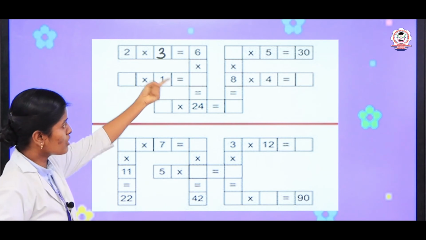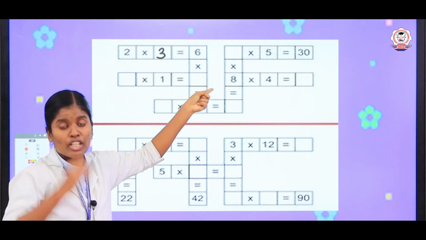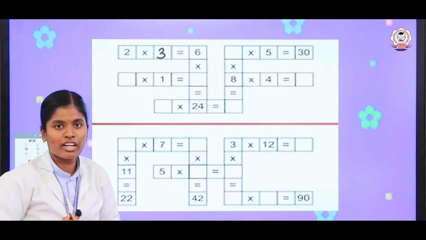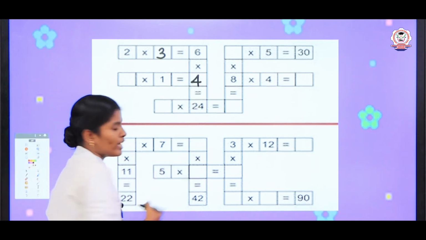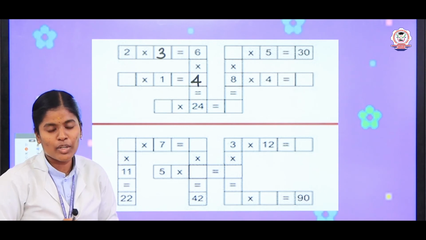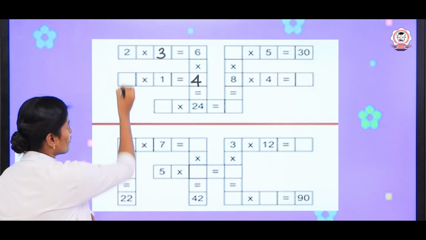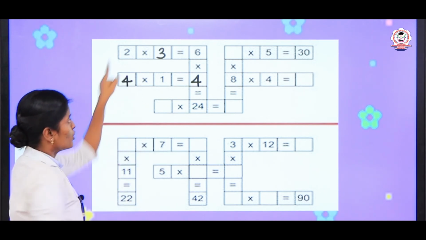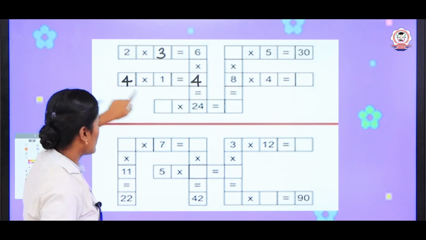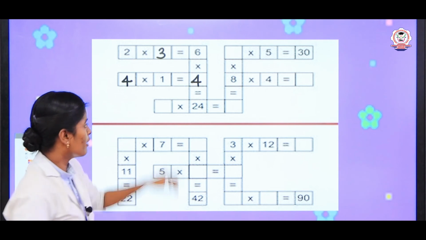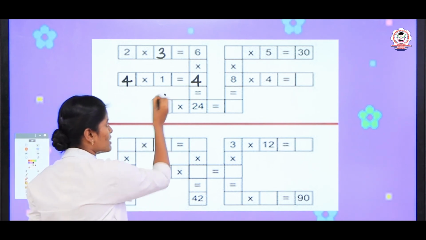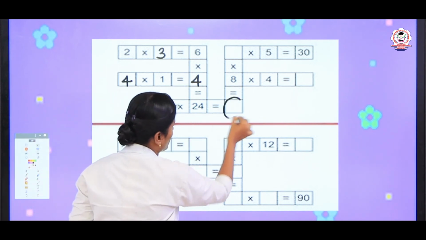And next you see, what number should be multiplied by 6 to get the product as 24? Yes, that is 4. 6 4s are 24. So here you will put 4. 2 3s are 6 and then 6 4s are 24. So you are going to find this value and then this value.